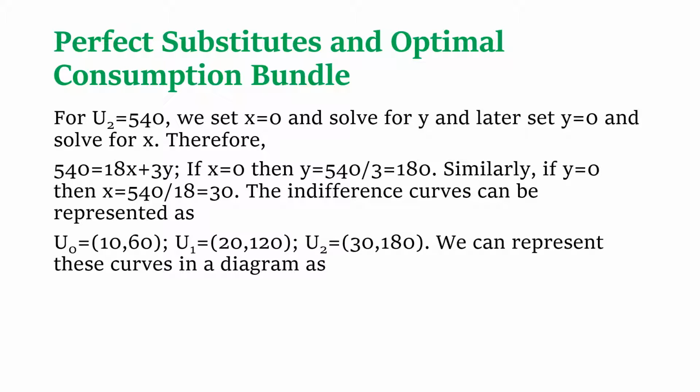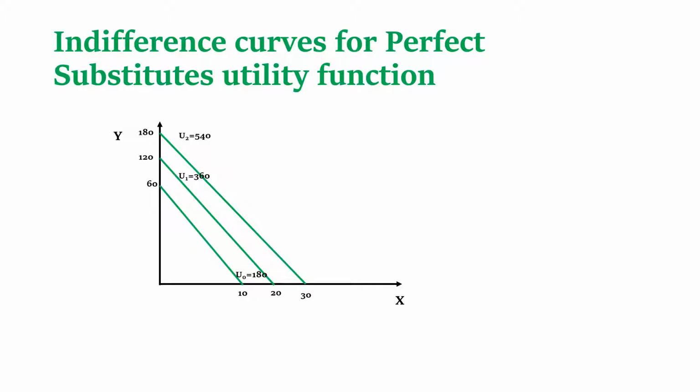So we can represent these curves in the diagram. Now, if we look at the diagram here, we have u0 equals to 180, and then u1 equals to 360, and then u2 equals to 540. So we see the intercepts on the vertical axis. We have 60, 120, and then 180. And then on the horizontal axis, we have 10, 20, and then 30.